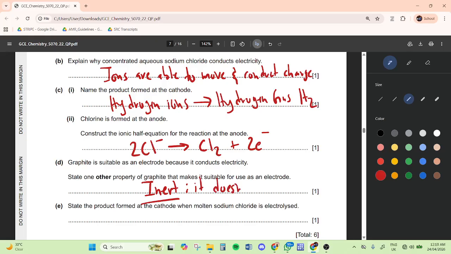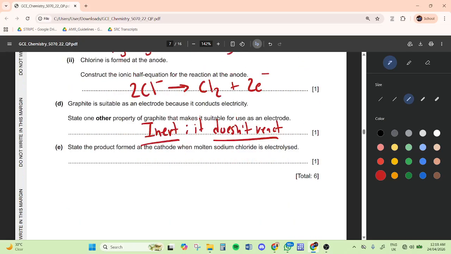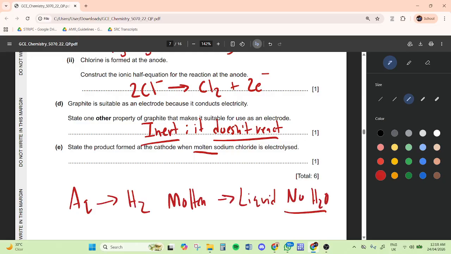It doesn't react. That's why it's used. State the product formed at the cathode when molten sodium chloride is electrolyzed. You would write it's molten. Molten essentially means that it is liquid. So there's no H2O. As a result, molten sodium chloride, when it's electrolyzed, is going to form Na or sodium. So very easy question 4.